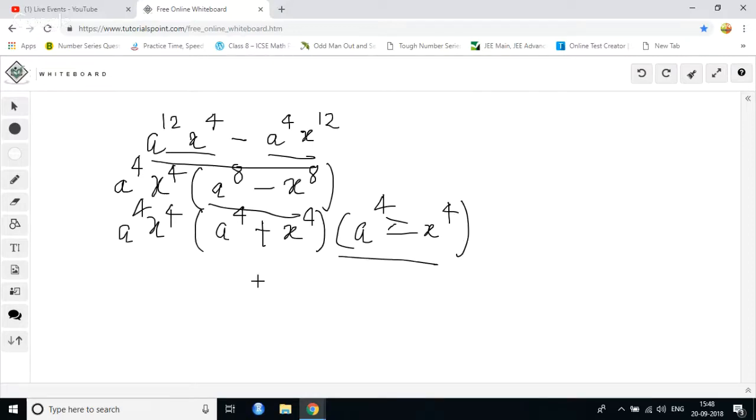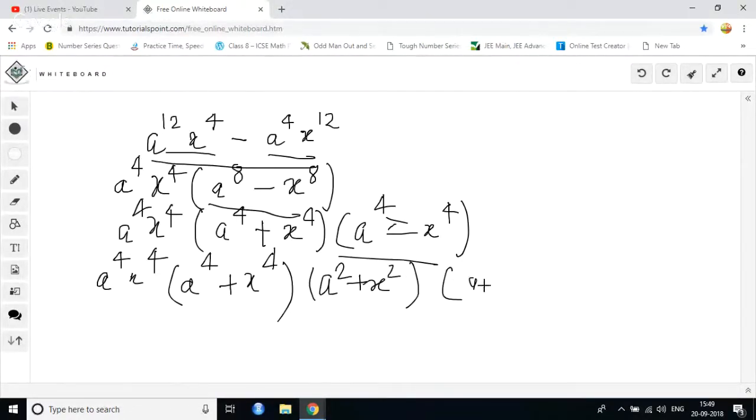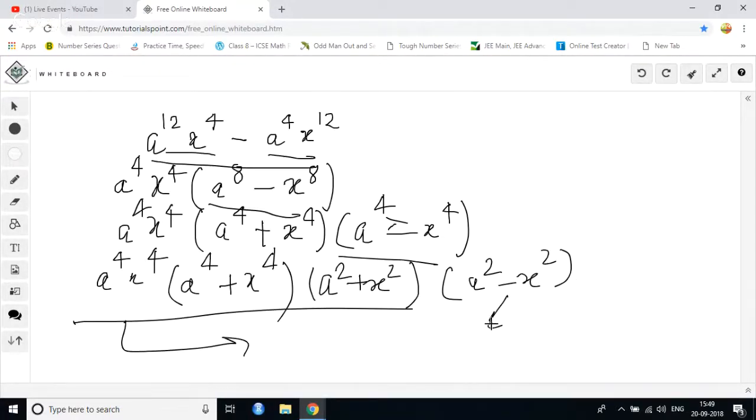So this again can be opened up. This will be a to the power 4 x to the power 4, and a to the power 4 plus x to the power 4 will be a square plus x square, and this will be a square minus x square. Now again this can be opened up, so this will remain constant here also, and this can be opened up as a plus x, a minus x. If this kind of question is there, keep on doing it like this. Now let me take another question which is good.